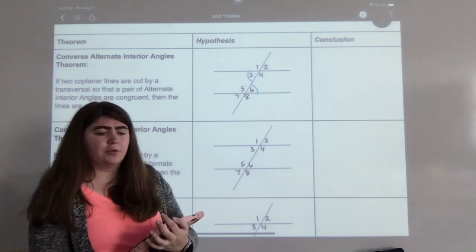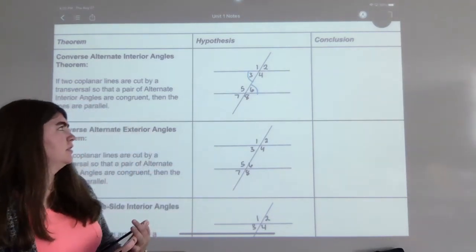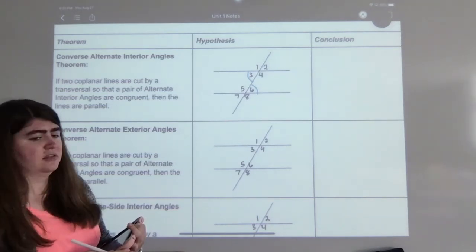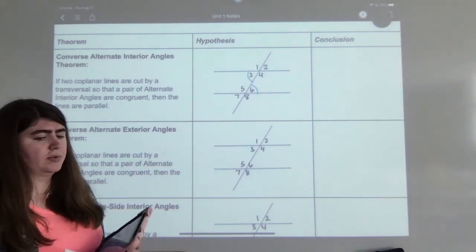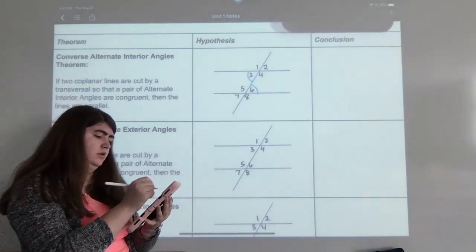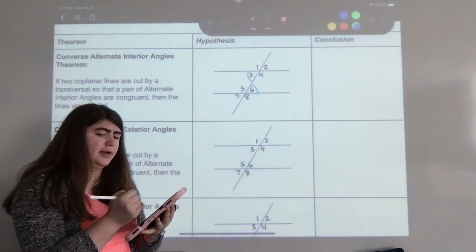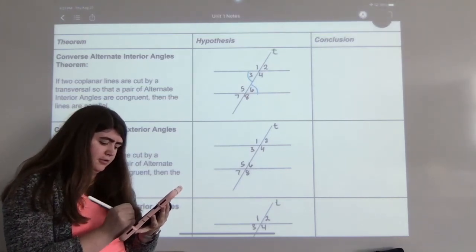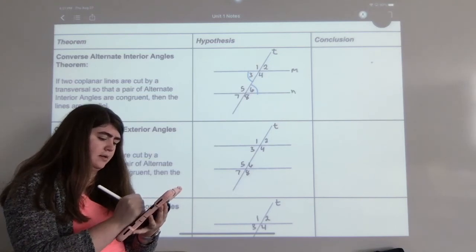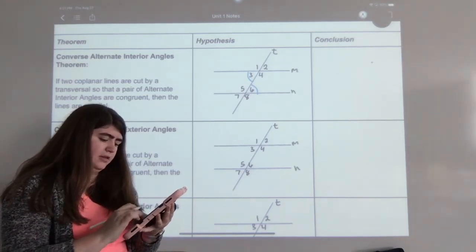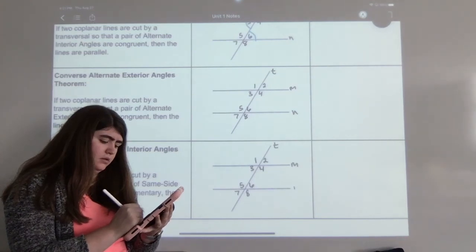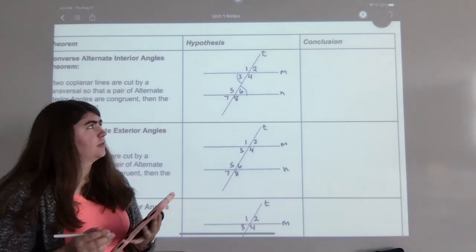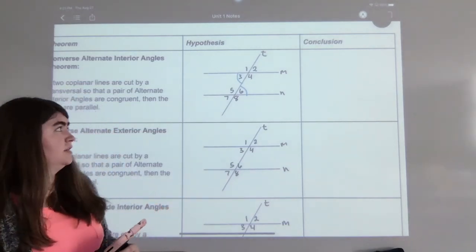And I'm going to label these lines, and we should be giving them names. We also should be drawing arrows and markings on these as well. So let's call the transversal T in all 3 pictures. And we're going to call the top M and the bottom N in all of these pictures. We should put arrows on them, but we're not going to at the moment. We should also mark that these are parallel.